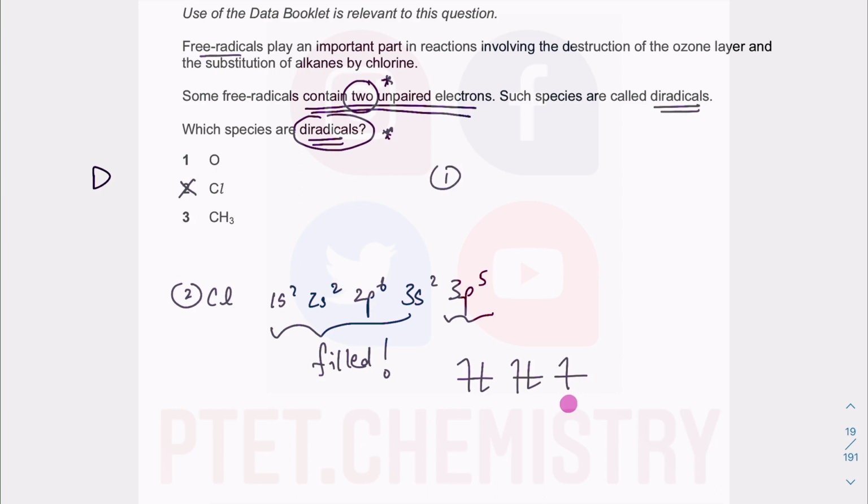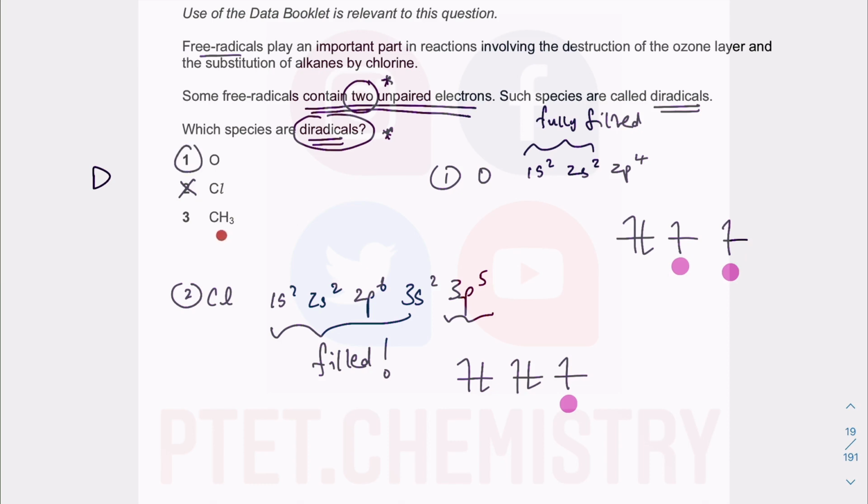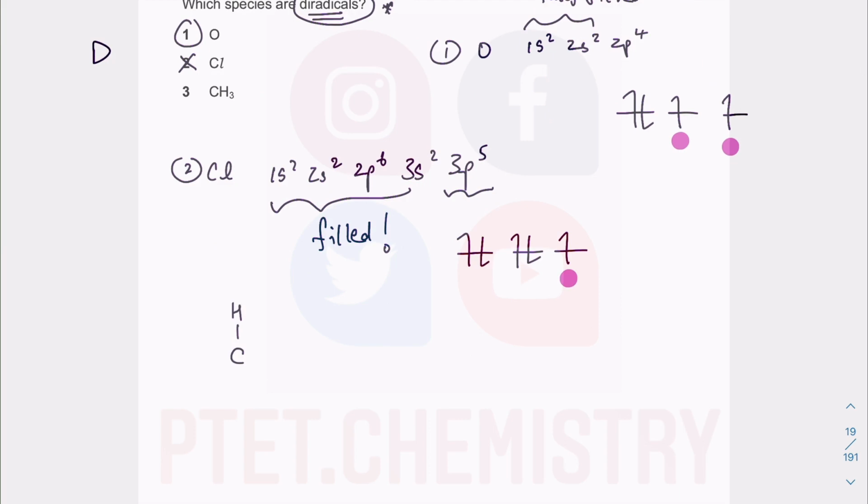And you can check oxygen, which is 1s2, 2s2, 2p4. So I'm just looking at the p subshell because these are fully filled. 2p4 would mean parallel spin and then pair this up. You have 2 electrons that are unpaired in the 2p orbitals. So these are diradicals.